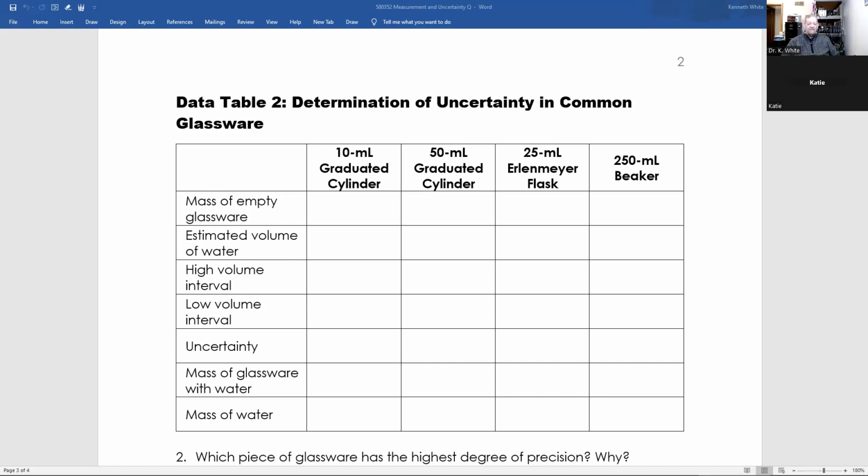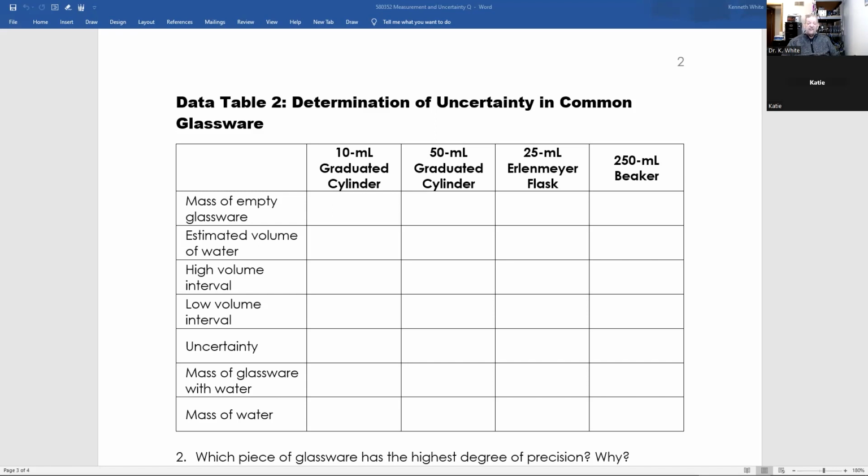And then you should have somewhere here where you measure it. Here it is, an 8. You'll zero the balance and record the mass of the graduated cylinder and the water.